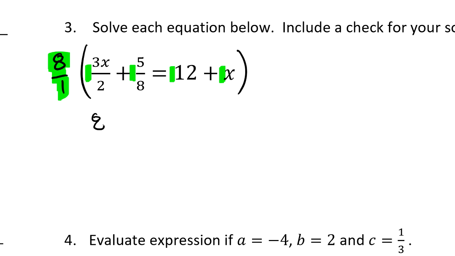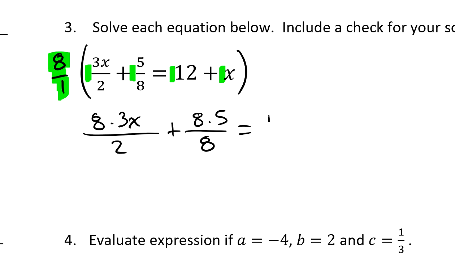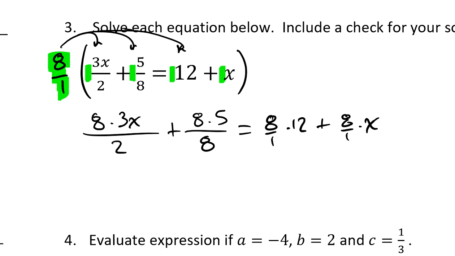I'll write this as 8 times 3x over 2. Not doing the arithmetic yet. There's a reason why. Plus 8 times 5 over 8. And that equals 12. I guess I'll put it in the front like I should. 8 over 1 times 12. And then plus 8 over 1 times x. So if you look, this thing just got pushed across both sides, and every single one of these terms on both the left and the right hand side picked up 8 over 1 as a factor.